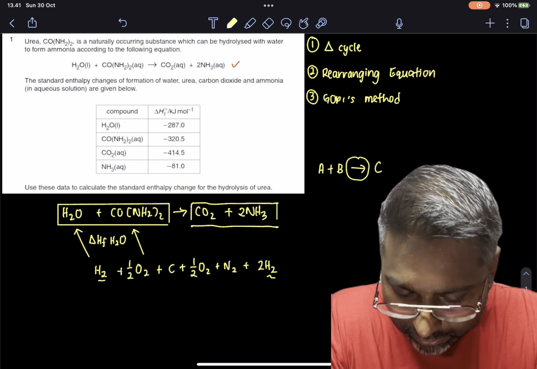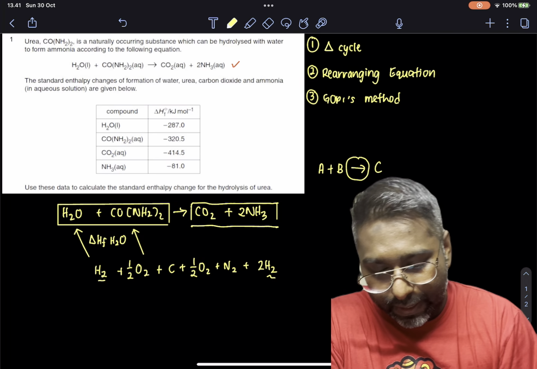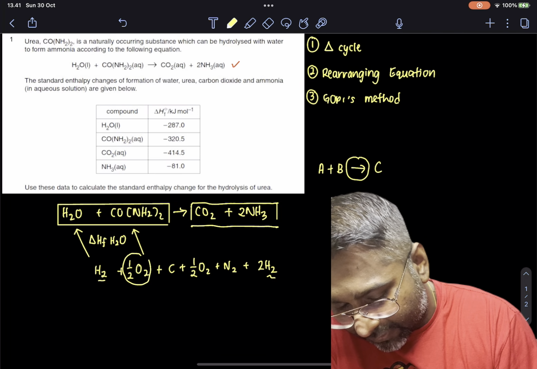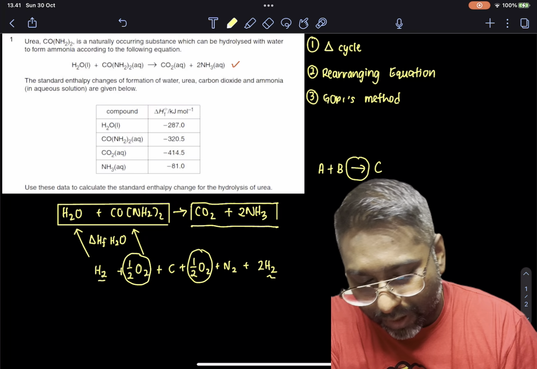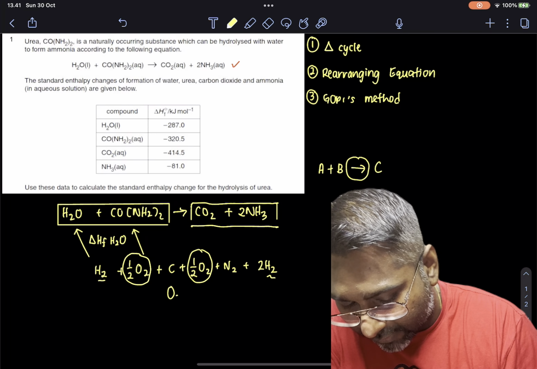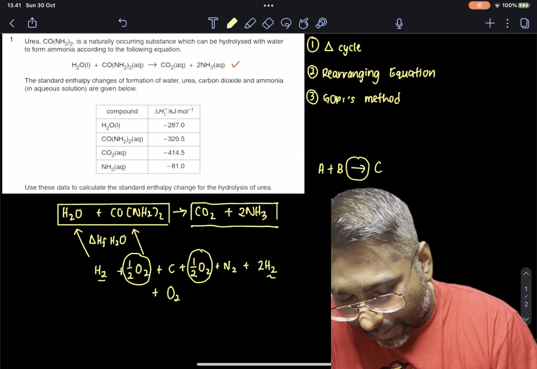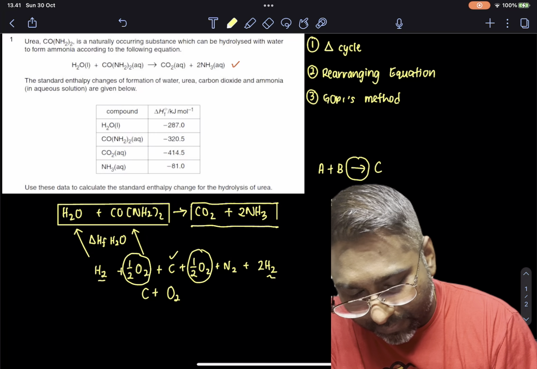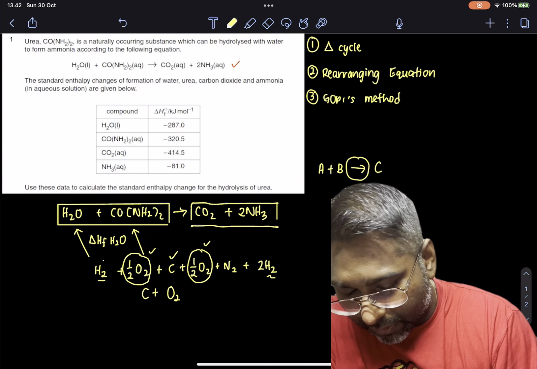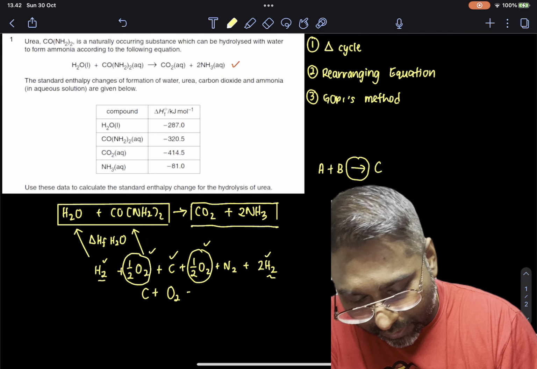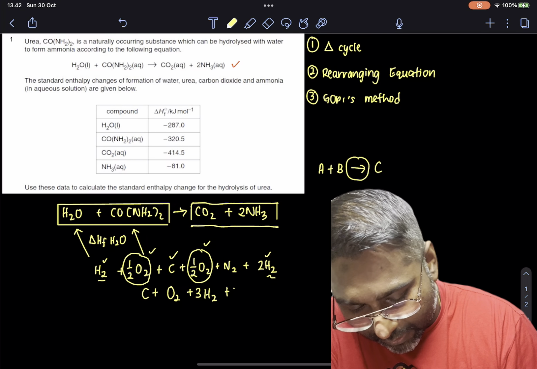In total, we can simplify this. Half O2 plus another half O2 is going to be 1 mole of O2. So I can simplify to 1 mole of O2, and then we also have carbon, which I have simplified. I also have hydrogen, 1 mole, and then I have 2 moles, so I can make it 3 moles of hydrogen, and I have the nitrogen.